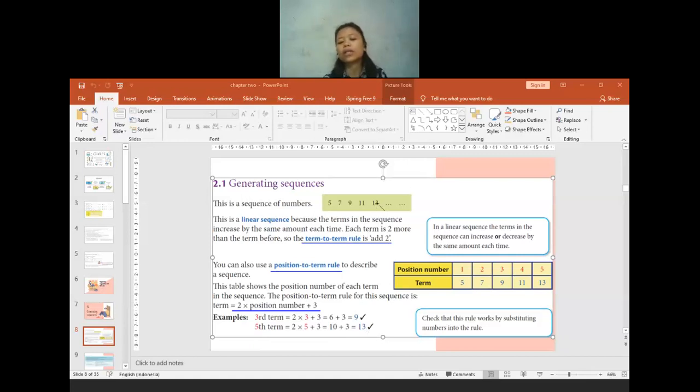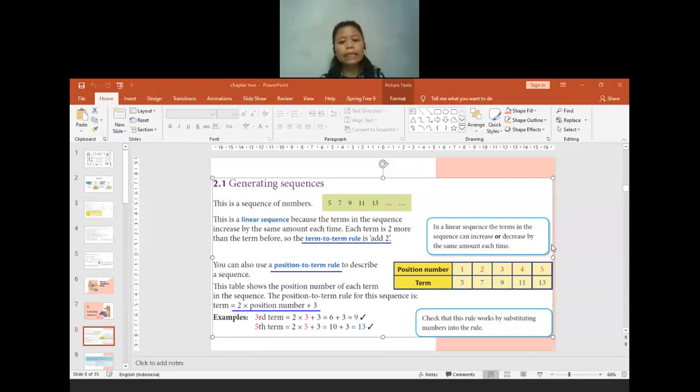Is there anyone who has questions or difficulties differentiating these two words, the term to term rule and the position to term rule? Is there anyone getting confused? Repeat, teacher, please. Okay. Term to term. Okay, okay.